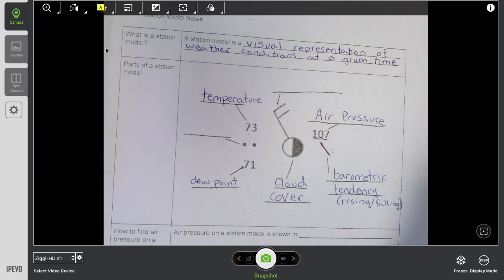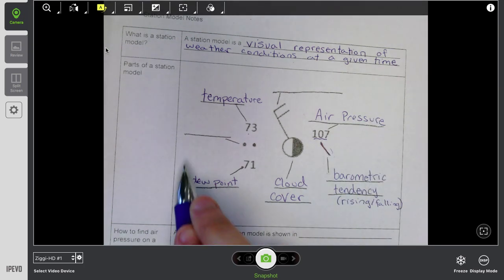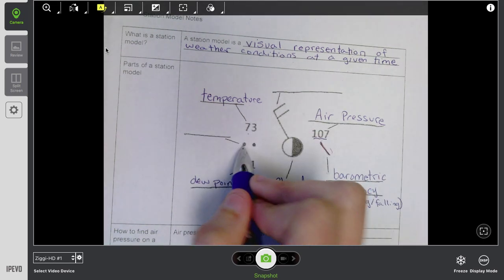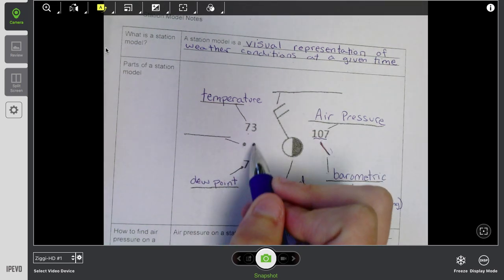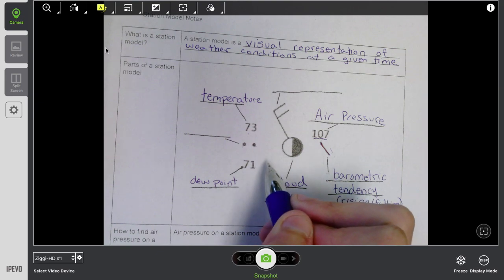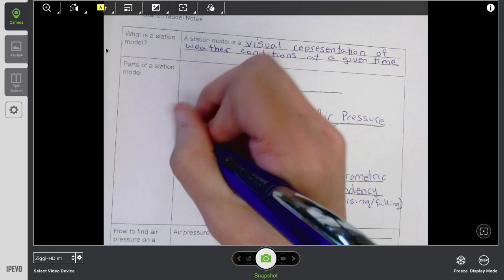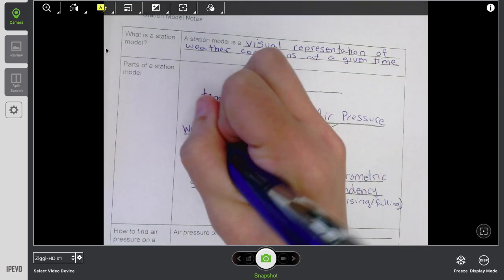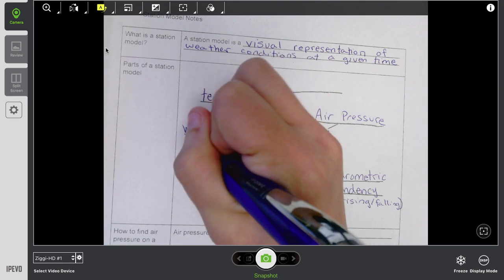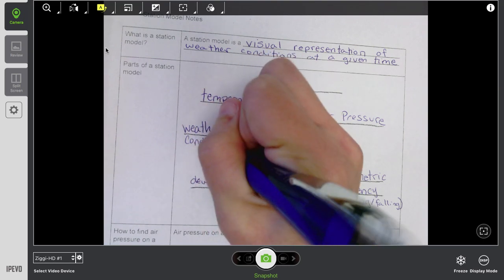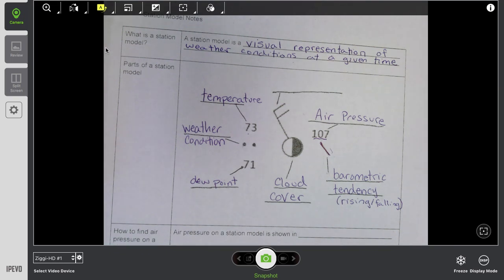All right, so let's continue to move clockwise. Sometimes you will have symbols in between your temperature and dew point. Sometimes you won't. That is weather conditions. So this is going to be things like precipitation. Is it rainy? Is it snowy? Is there a thunderstorm? We'll get to those at the last part of these notes.